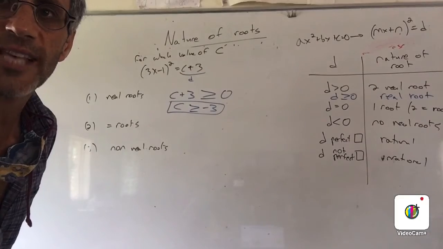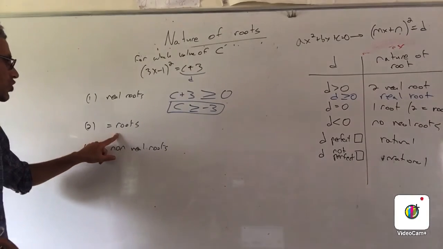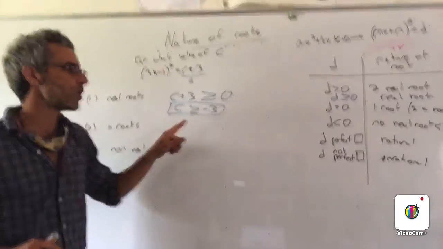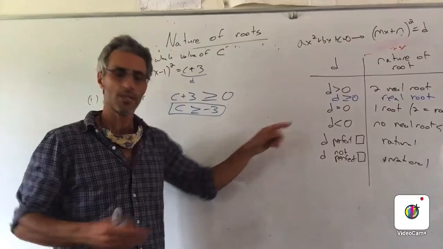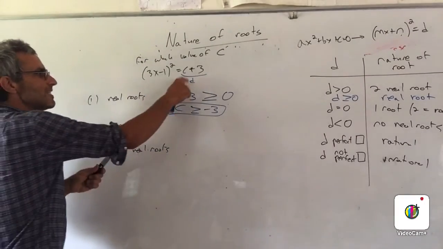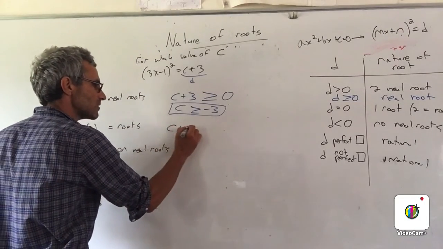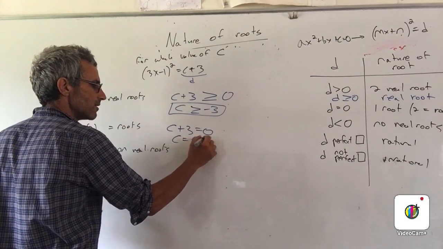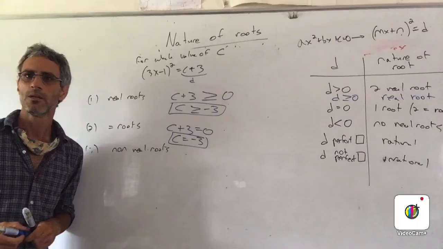Now, the same question they asked me, what is the condition on C to have equal roots? To have equal roots, what do I know about D? It must be equal to 0. But what is D? D is C plus 3. So C plus 3 must be equal to 0. In other words, C equals negative 3. Okay?